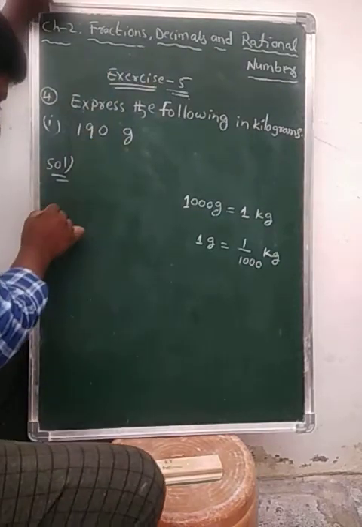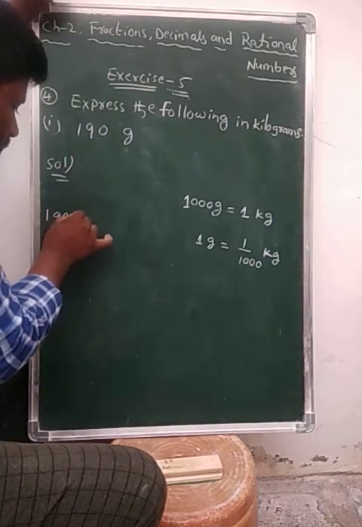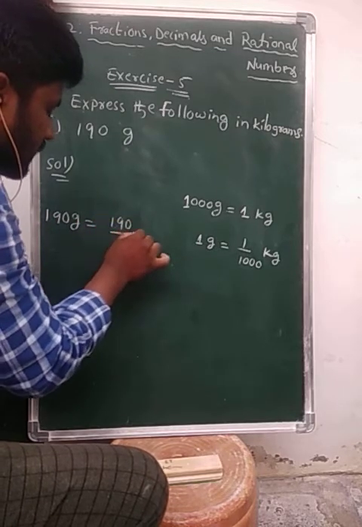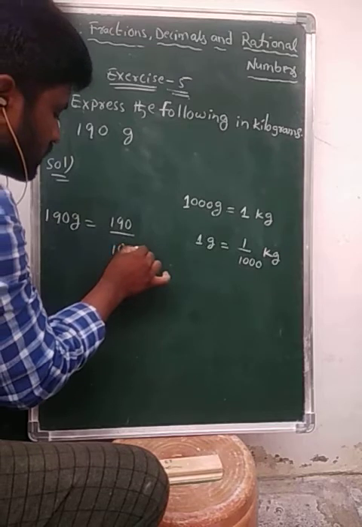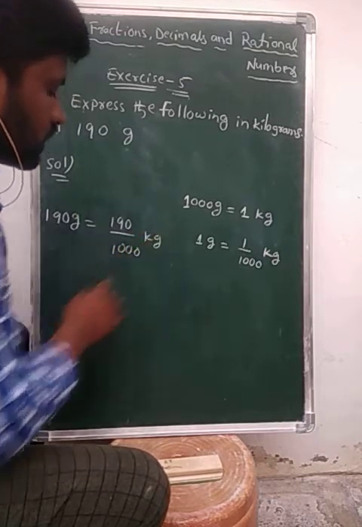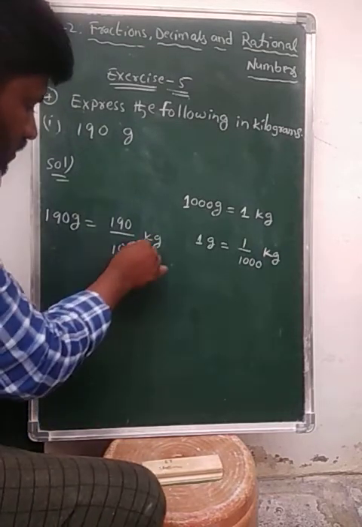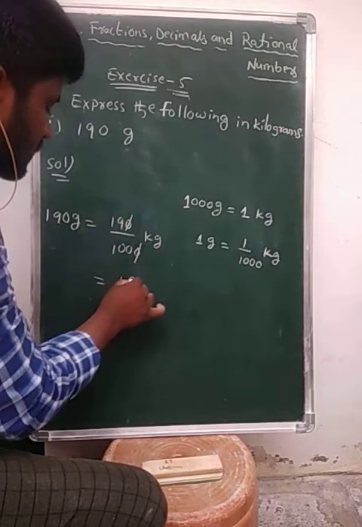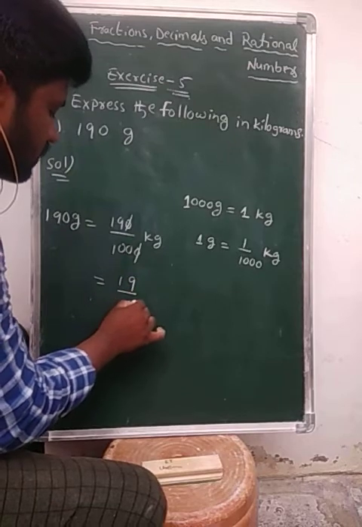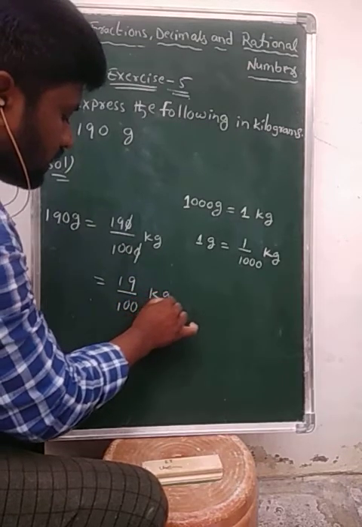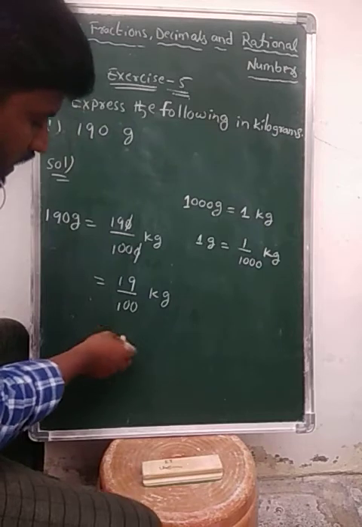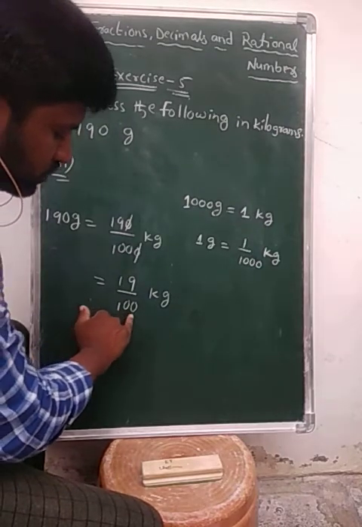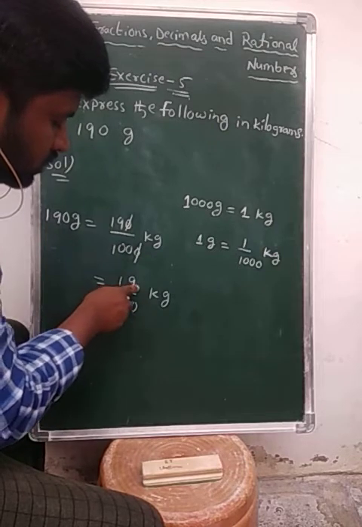Now I am going to write 190 grams is equal to 190 by 1000 kg. Clearly, cancel the 0. Then we get 19 by 100 kg. Here, how many zeros are there in the denominator? There are 2 zeros in the denominator, and the numerator has 2 digits.